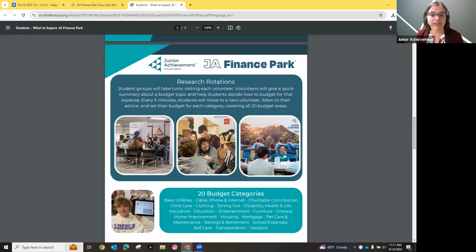From there, the students are going to start rotating to 20 different budget categories. So there's going to be a different volunteer at each one of these expense categories. And the volunteer is going to provide some information and advice to them on things to consider in setting a budget for that specific category. Then the students are going to actually get to set the budget for that category for their specific life scenario. And then they're going to rotate to the next category. So this is the bulk of our time with the students. They really get the opportunity to meet a variety of volunteers and hear real world advice on how to build a budget, which is very fun.